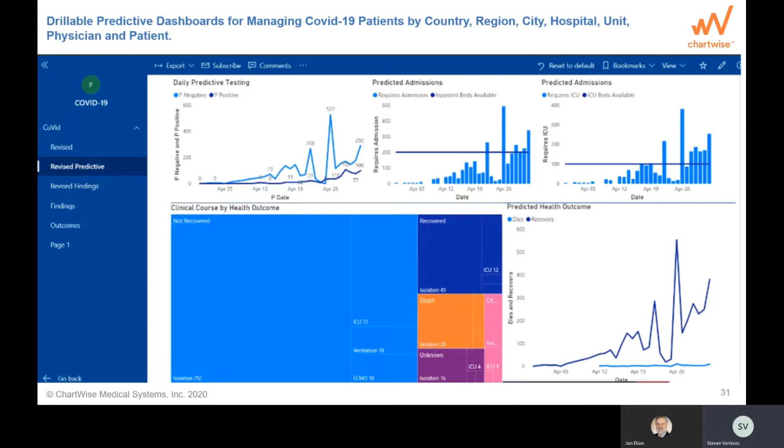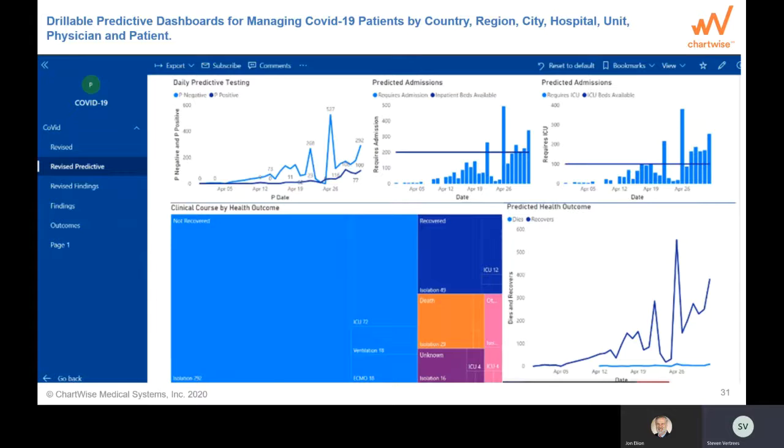The purple line you see across there is the inpatient beds available. So we're really looking at where do we need to be worried about not having enough beds for the admissions that are coming in. And the top right is the same thing as the admissions, except we're only looking at ICU and ICU beds. The bottom left is a representation of the different health outcomes and clinical courses.